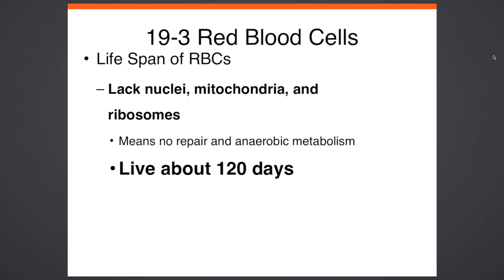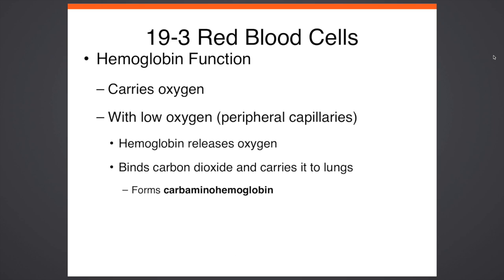Most red blood cells lack a nucleus, mitochondria, and ribosomes. There's no repair or anaerobic metabolism within them. The average red blood cell lives about 120 days. Please highlight: live about 120 days, or 3 months. Hemoglobin, what does it do? It carries oxygen, and it is responsible for releasing oxygen where the count is low. It also binds carbon dioxide and carries it to the lungs.